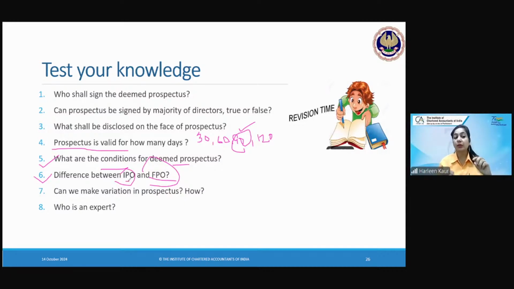So if anyone asks you in the MCQ that the company is coming up for the first time for issuing securities, is it issuing FPO? So you would say no, then it is issuing IPO. For any further or subsequent issue of securities to the public, it will issue FPO.